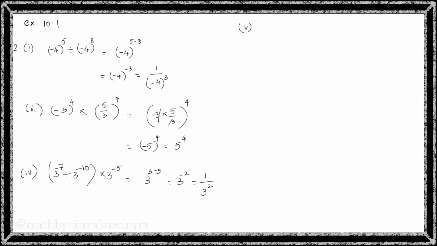Fifth question, I have common exponent again, 2 power minus 3 into minus 7 power minus 3.